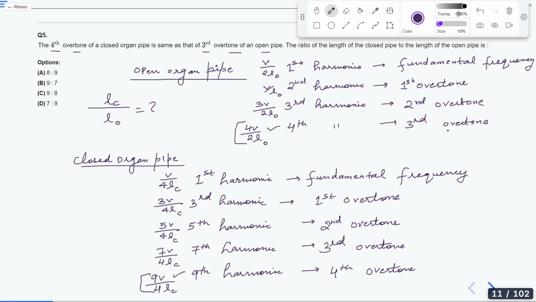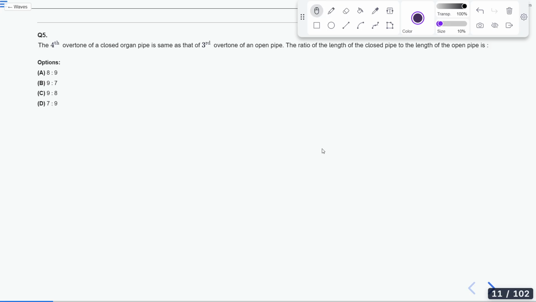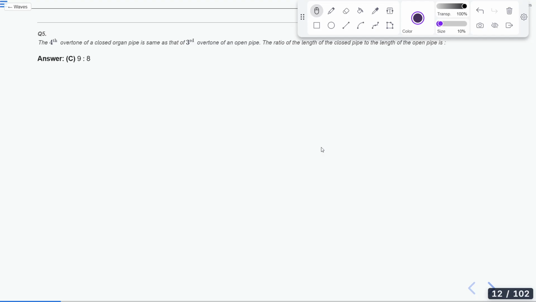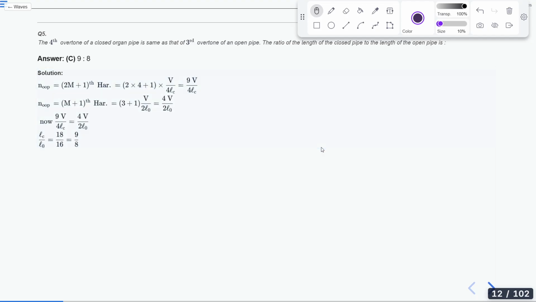Okay, C option. You are saying, let's see. So C option is correct. Very good. 9 ratio 8.